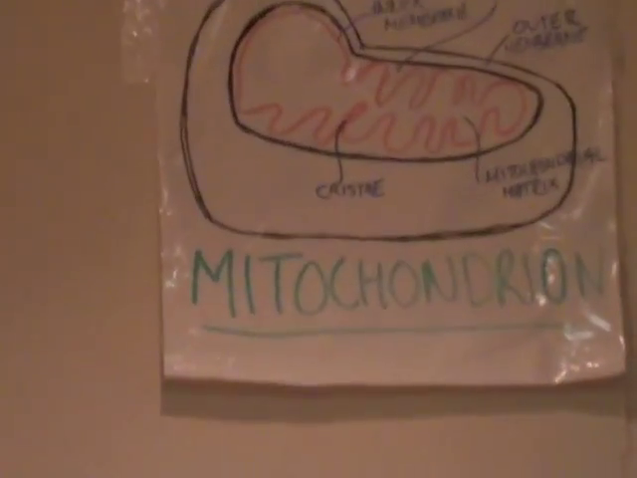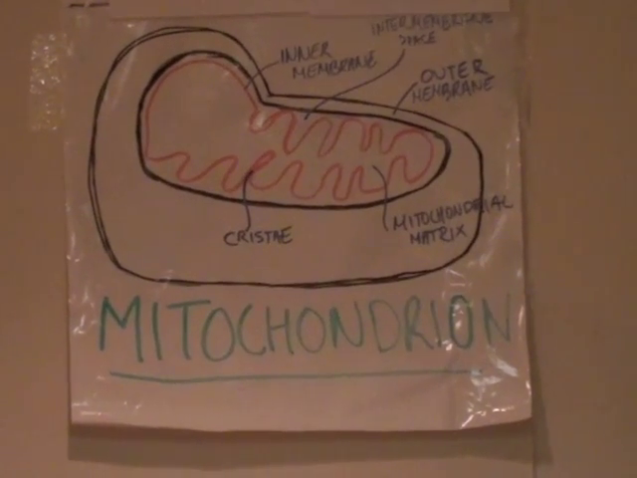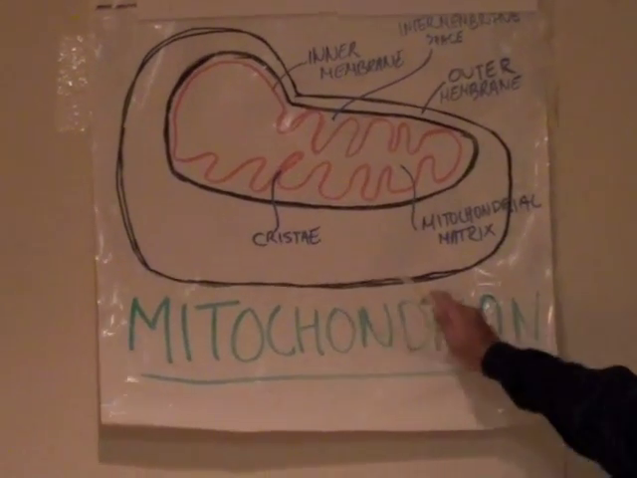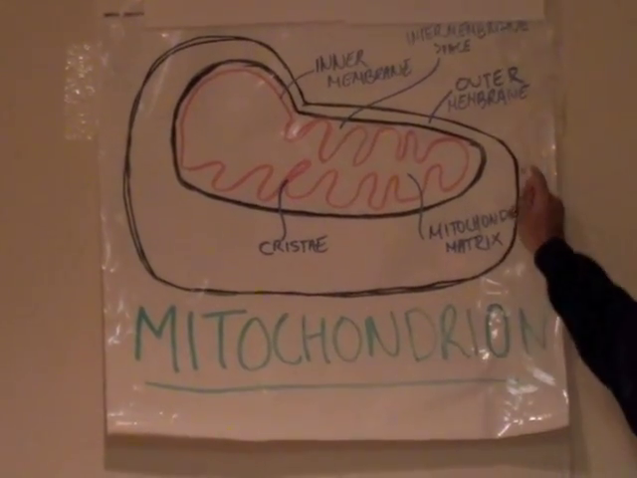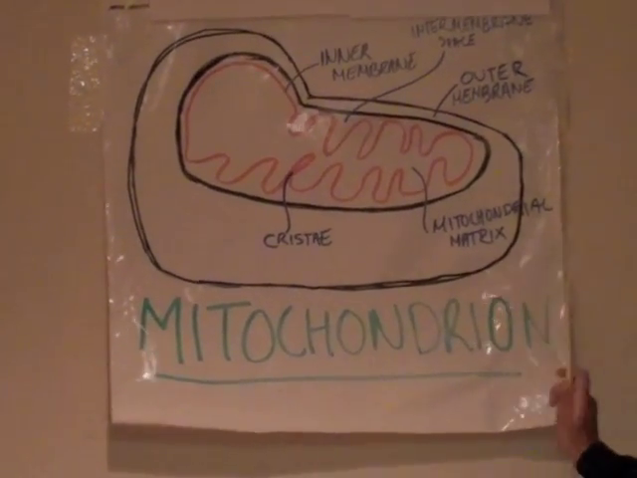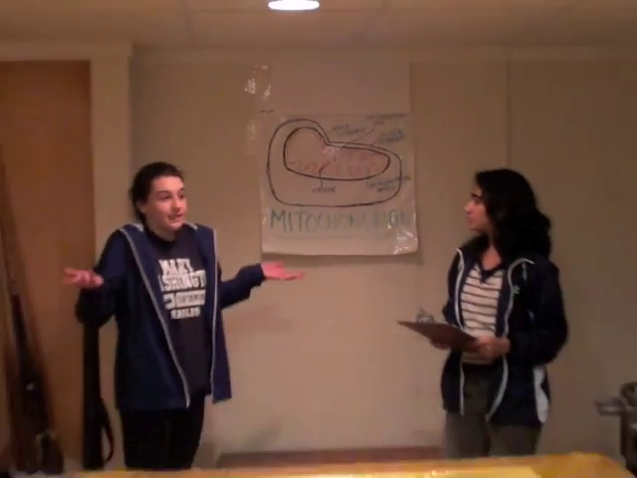This is a diagram of the mitochondria. The mitochondria contains an outer membrane, an inner membrane with folds called cristae, and a space between the two membranes called the intermembrane space. There's also a matrix inside the inner membrane called the mitochondrial matrix. So, what does it do? Well, it generates energy for the cell.